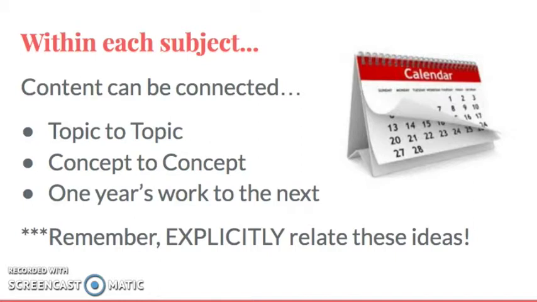The content can be connected in 3 different ways. It can be connected topic to topic. For example, in grade 6 science, the topic of air and aerodynamics can be connected to the topic of flight. It can also be connected concept to concept. For example, in grade 5 math, the concept of skip counting can be connected to the concept of multiplication.